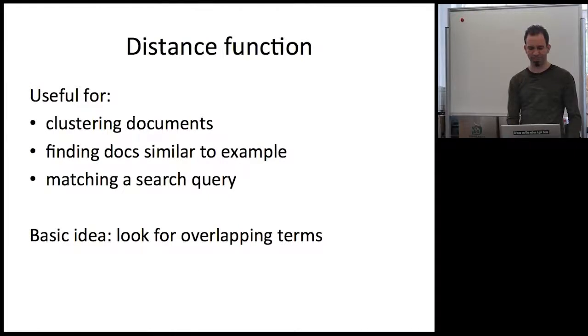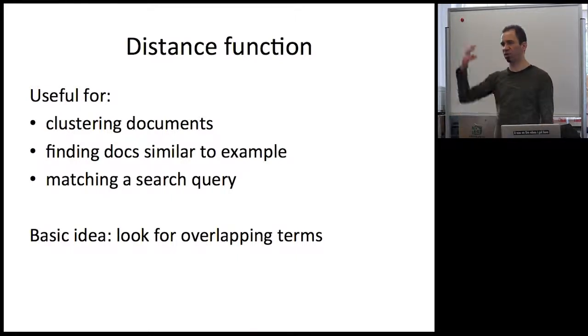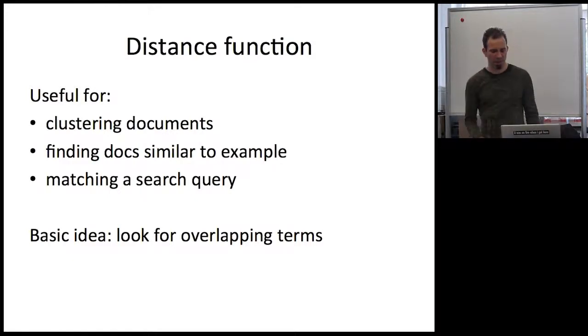Right, distance function. So we have a document. Document is now a list of how many times each word appears. And this is mostly going to be zero, right? These are sparse vectors. Everybody familiar with the concept of a sparse vector? Who's not familiar? OK.